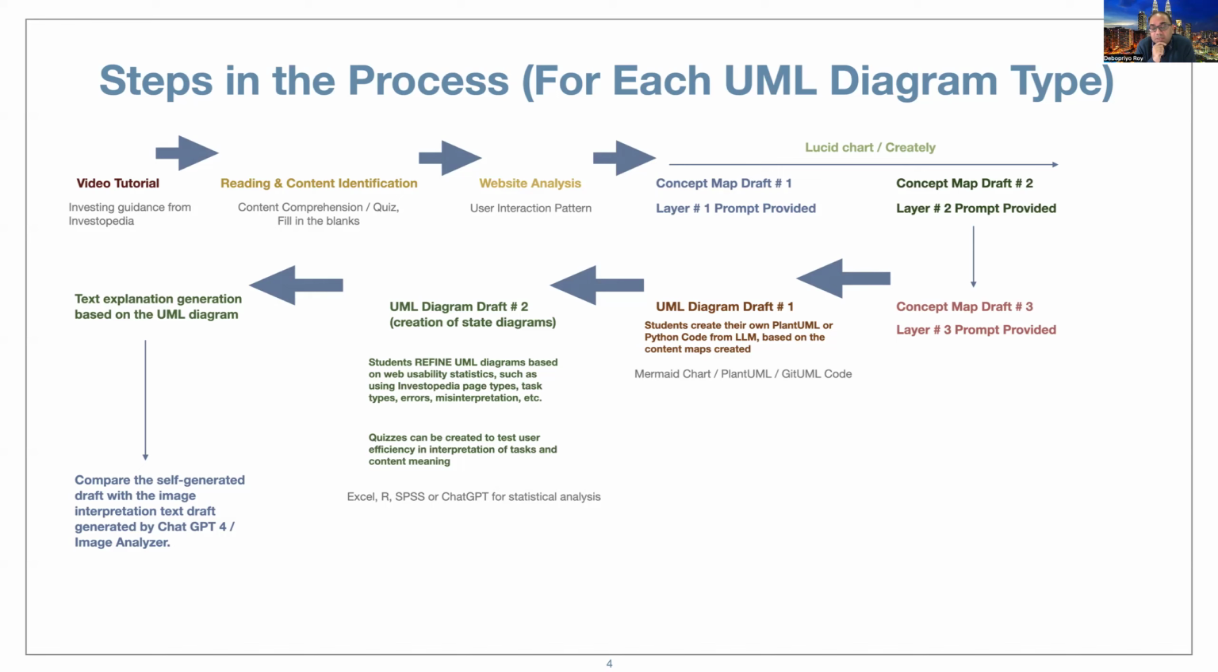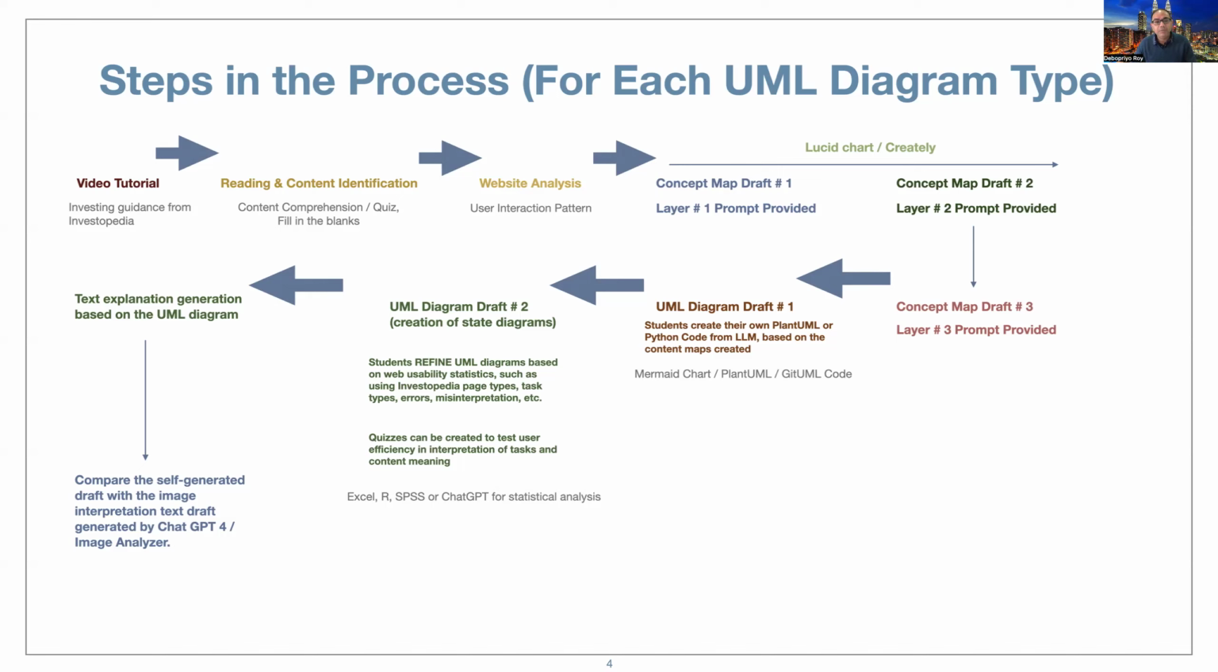Now, once the concept map is done based on something like Lucidchart and Creately, or you can also use software like IHMC concept mapping software, you move on to the UML diagram draft one. So students create their own plant UML. So you move from concept maps because the concept maps help you really clarify the concept based on the video tutorial, based on the reading comprehension, website analysis.